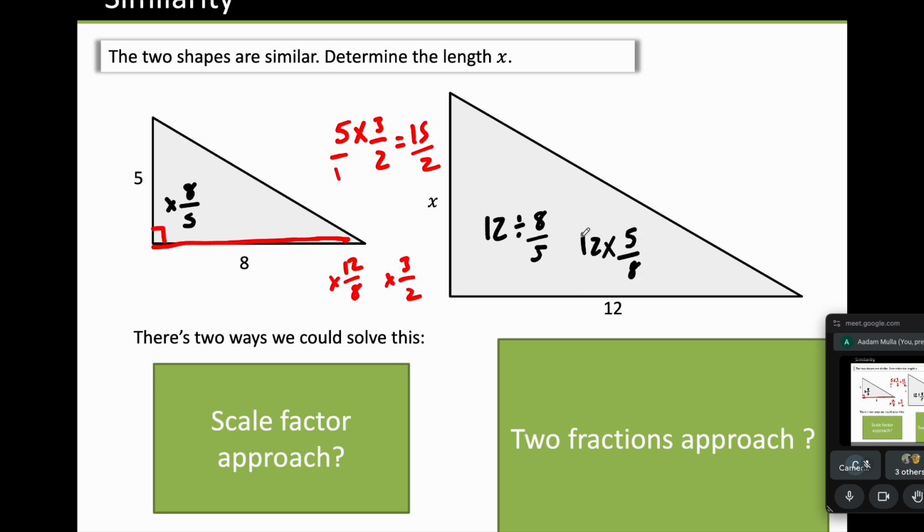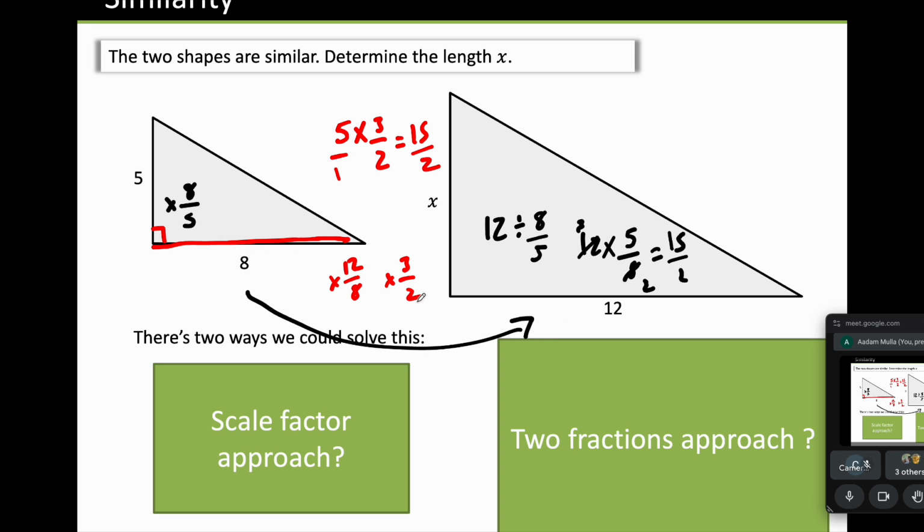You can cross cancel. So both of these divide by 4. So that would become 3. That would become 2. 3 times 5 is 15. And it's 15 over 2. So two ways you can do it using the scale factor method. You can look inside the triangle, or you can look outside of the triangle.